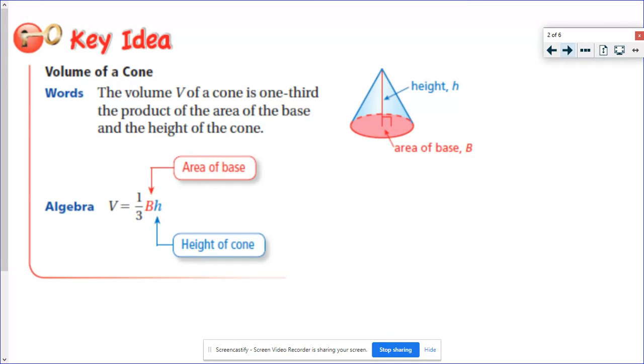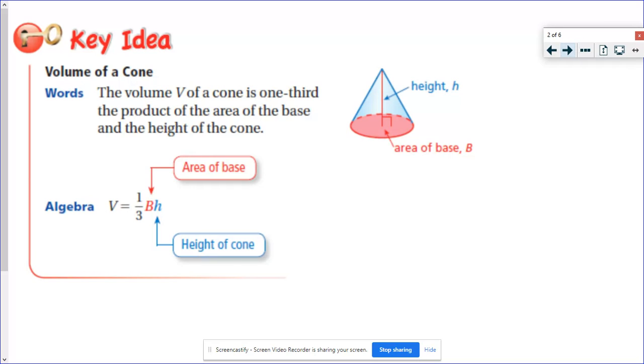It's got a circle base, just like the cylinder did. But instead of having two parallel circles for bases, there's only one base, and it comes to a point. So this is the typical kind of cone that you'll see. Sometimes when you get into geometry, they have different cones where the vertex, the very top point, isn't right in the center. But we're not going to have any problems like that.